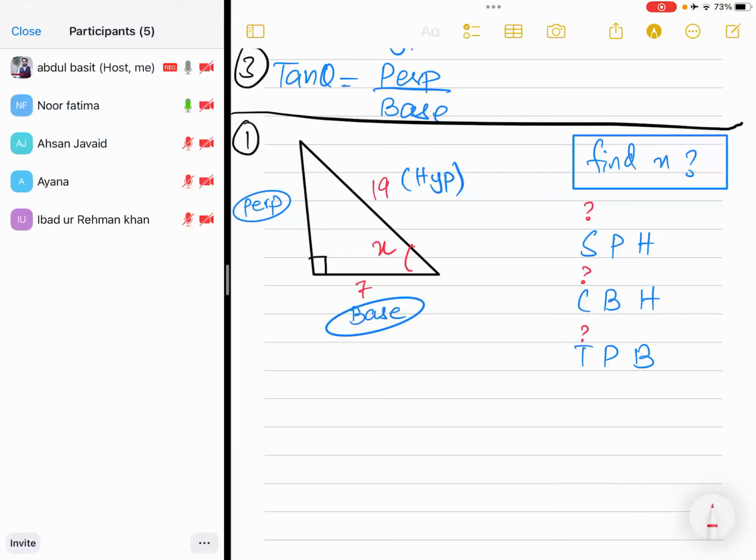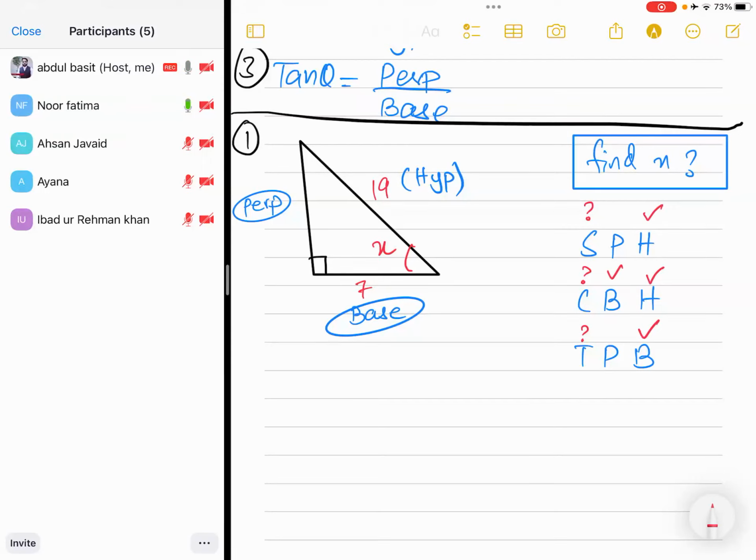Do we have the hypotenuse? Yes. Okay, so take the hypotenuse in the formulas. We had only two H's. Do we have the base? Yes. Okay. Take it. Which formula has two ticks and one question mark?